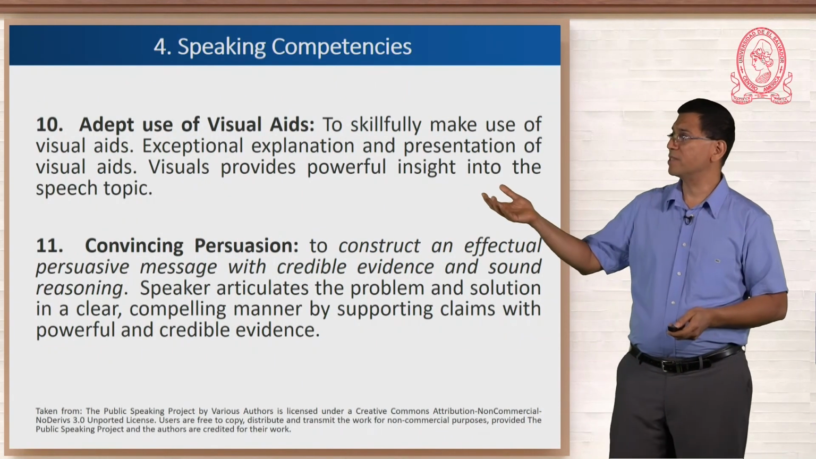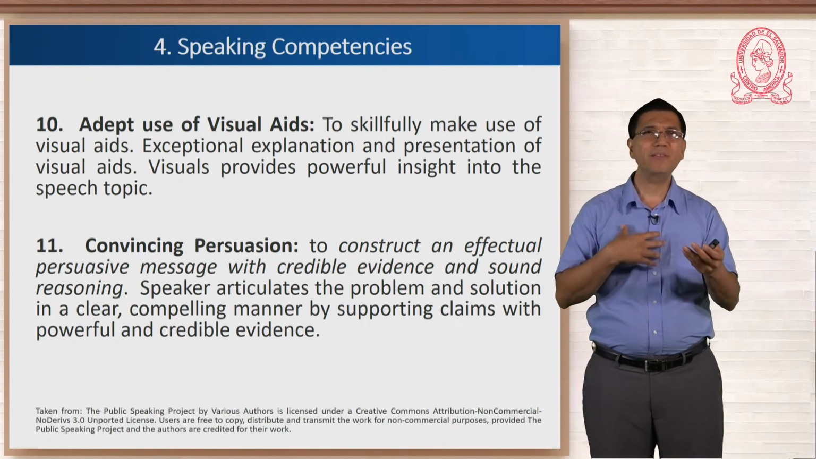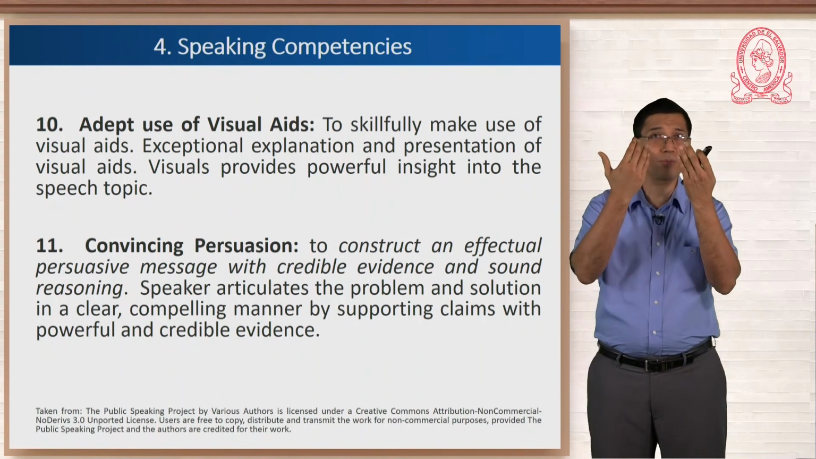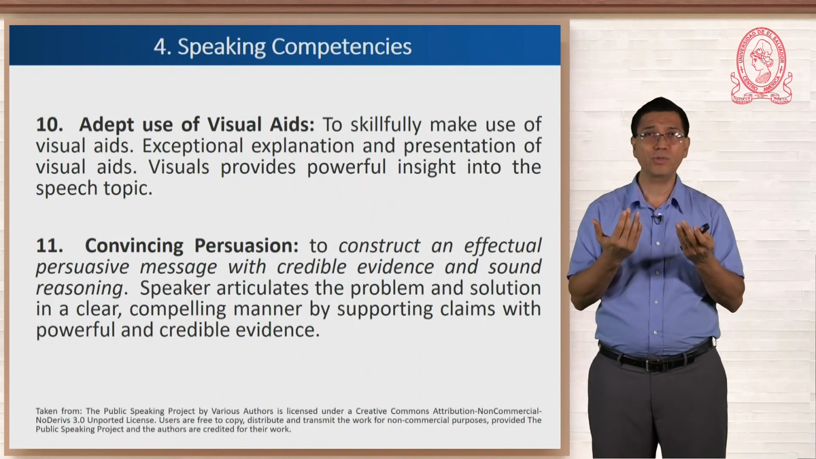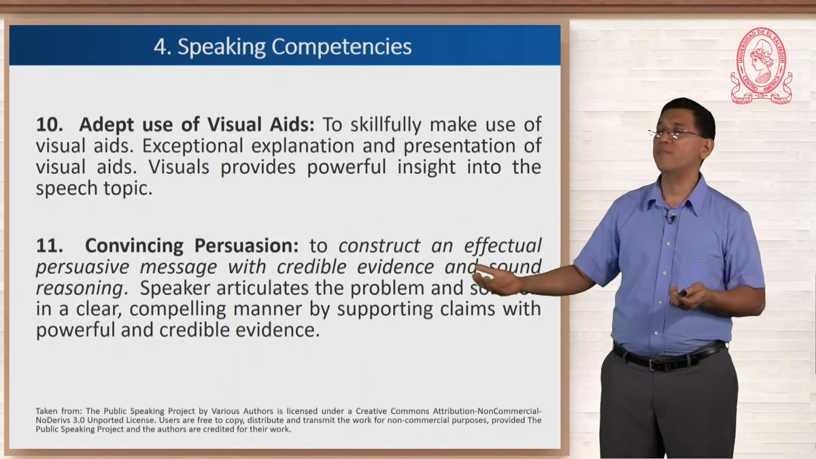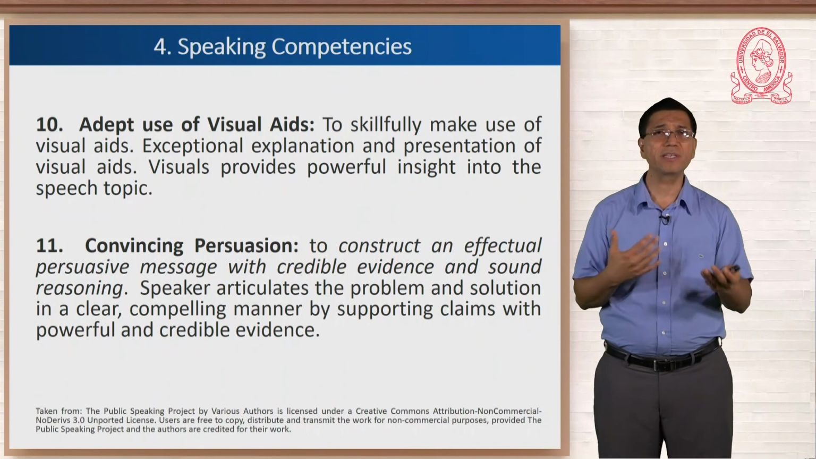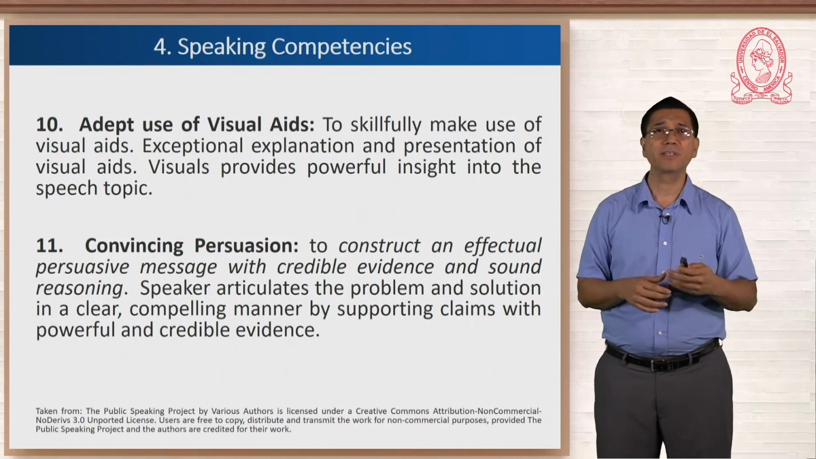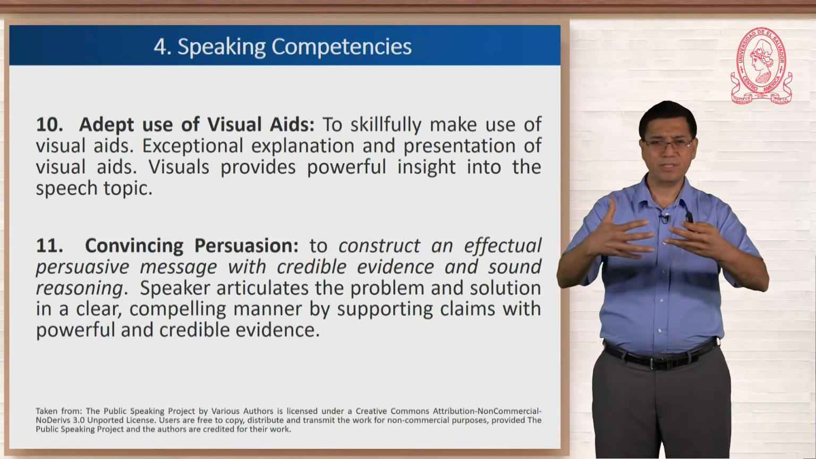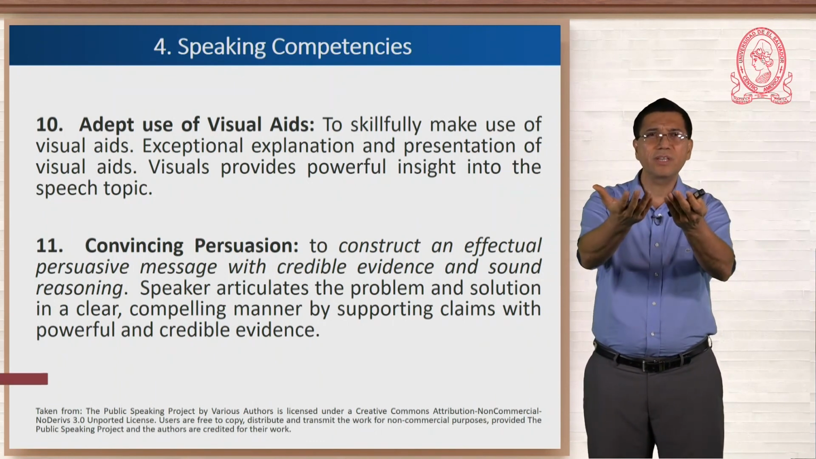And the last two are that you have to use visual aids. You need visual aids because people understand by watching, seeing. So you need good visual aids, graphics, etc. And the last one is convincing persuasion. So you have to convince people about your idea. You need to support it. You need to collect, you need to read, you need to look for everything just to give a nice message to convince people.